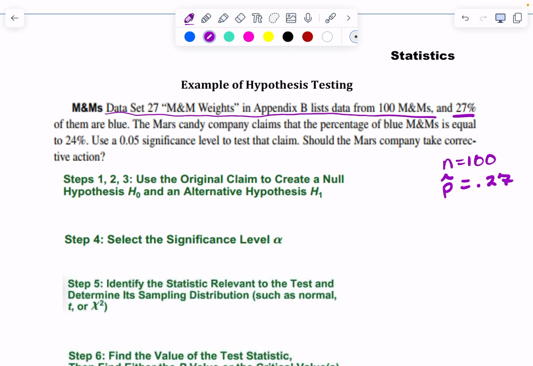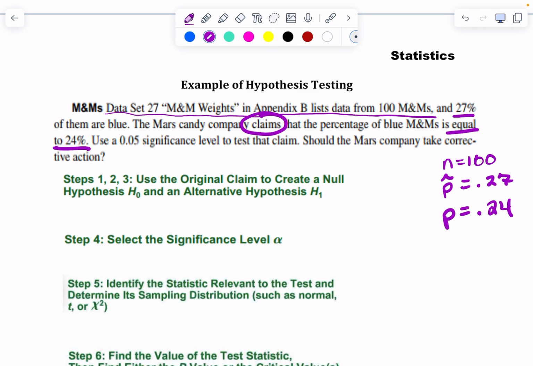Now we're going to get to the claim. Circle the word claim. The Mars Candy Company claims that the percentage of blue M&Ms is equal to, underline the words equal to, 24%. So we're saying p is equal to 24%. We're comparing these two things: 27% is the percentage of blue M&Ms that I got, and they claim 24%. Did I get a significantly high number of blue M&Ms, or is 27 close enough to 24 to say, okay, you're fine?